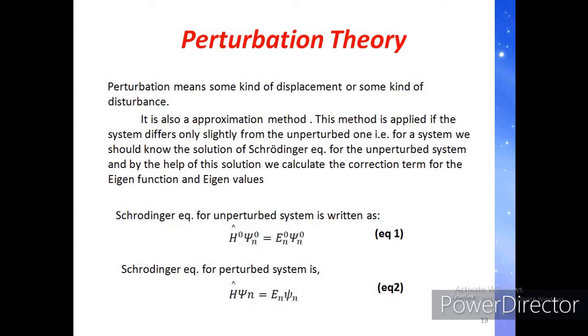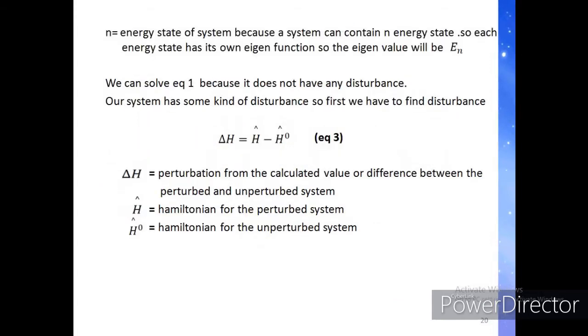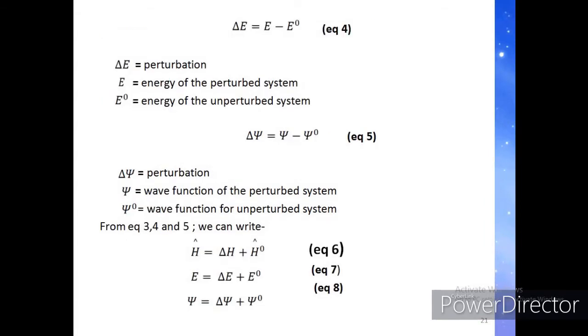Consider that equation number 4 represents the unperturbed system and equation number 2 is for the perturbed system. It is possible to solve the Schrodinger equation for the unperturbed system, and by this we can find the disturbance, that is delta H equals H cap minus H cap naught. Similarly, we can find the disturbance in energy and in wave function. By rearranging equations 3, 4 and 5, we will get equations 6, 7 and 8.